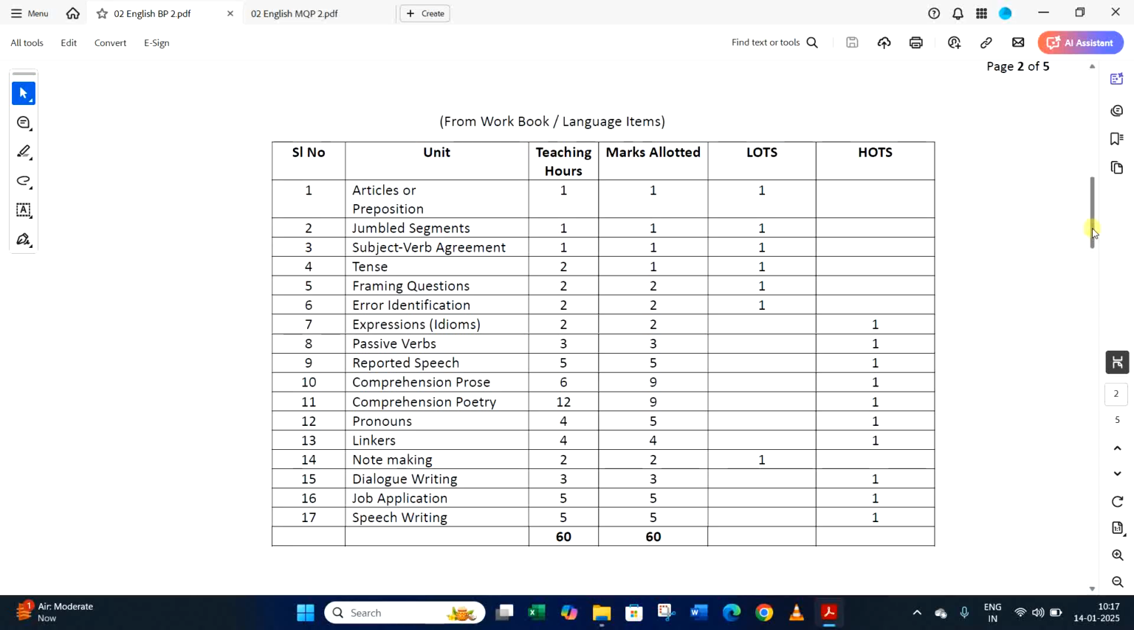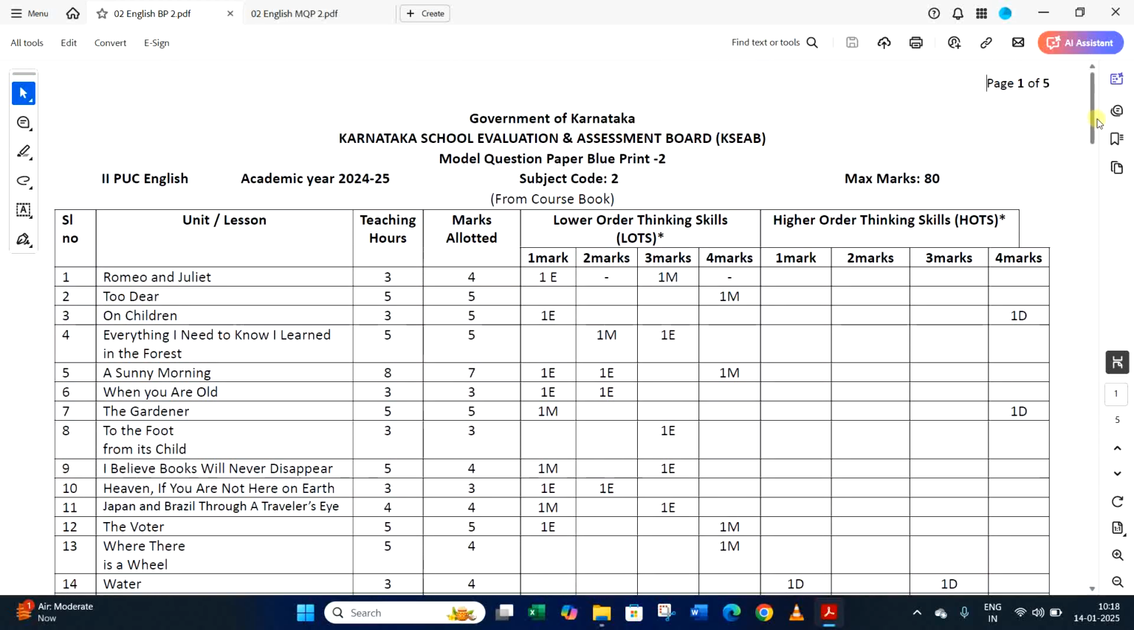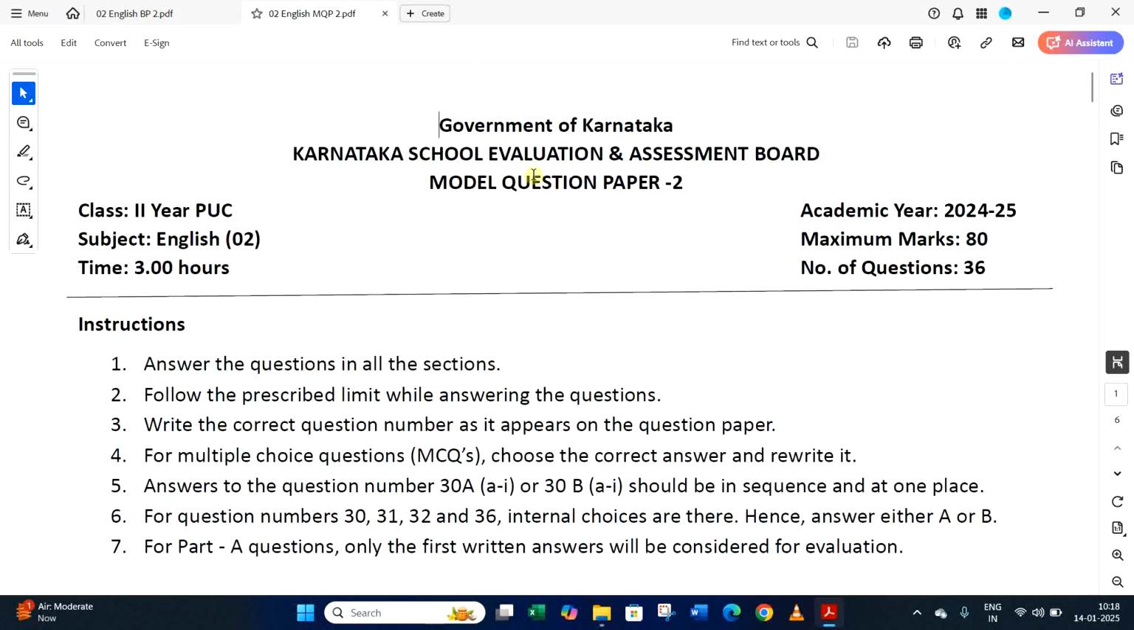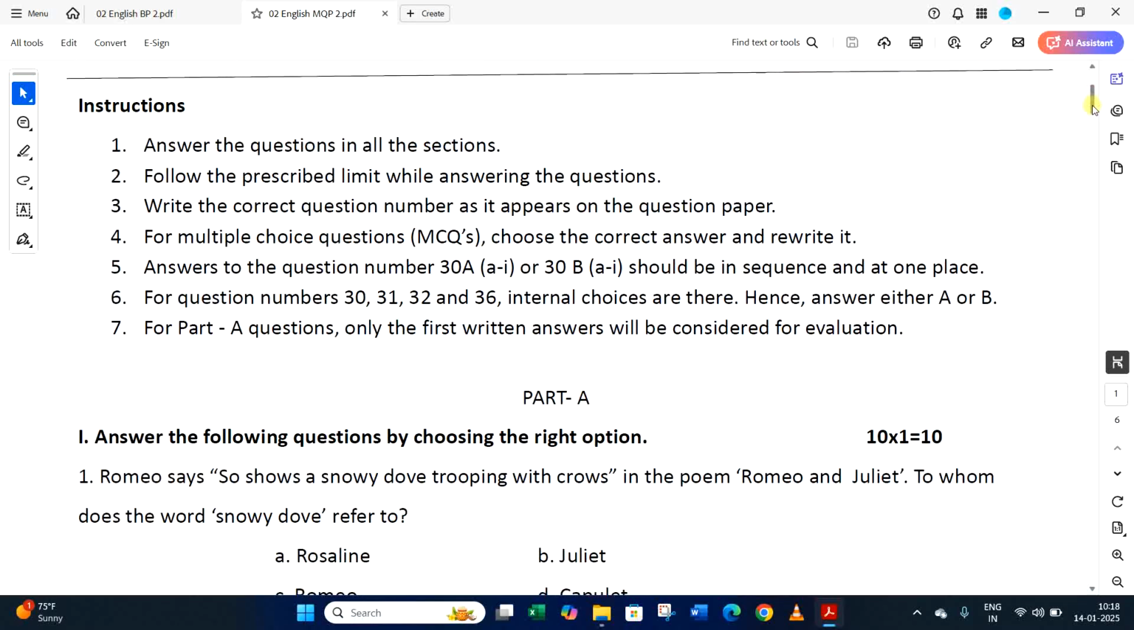So this is all about blueprint second of the model question paper second. So dear students, let us go and understand the question paper format, how it is. You can find over here the second model question paper, which is given by the Government of Karnataka School Evaluation and Assessment Board. Class second year, subject English, time given for solving this paper is 3 hours. Then academic year 2024-25, maximum marks 80, number of questions 36, right? So let's go ahead and understand the paper second, model question paper.